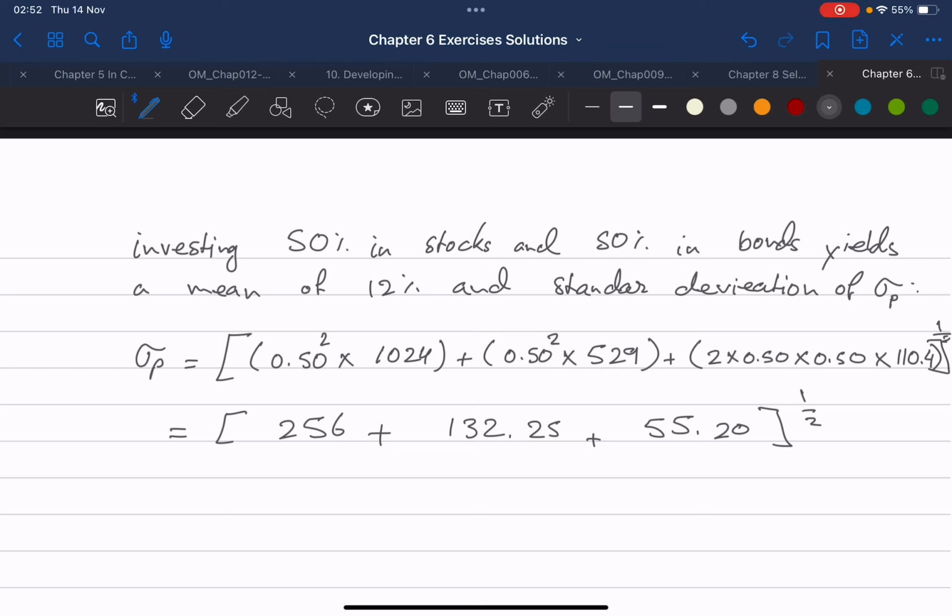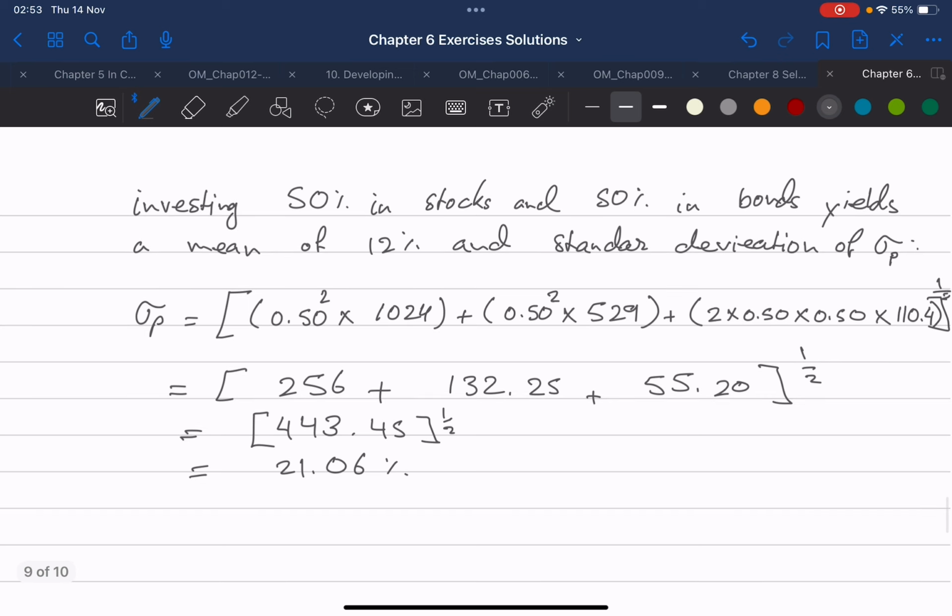So I'll add these together now. 256 plus 132.25 plus 55.20. Okay, that gives me 443.45. Take the square root of that. We get 21.06%. Okay, so what does this mean?